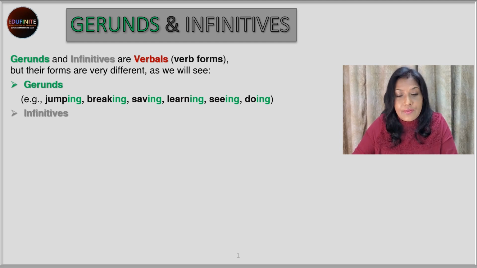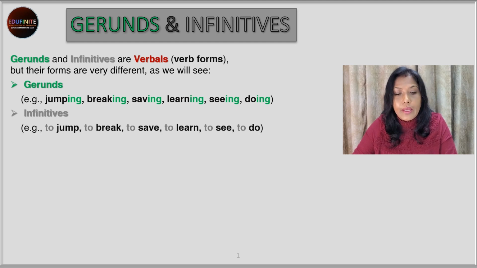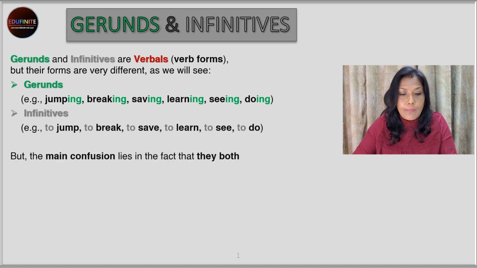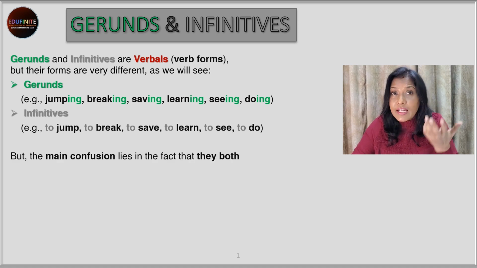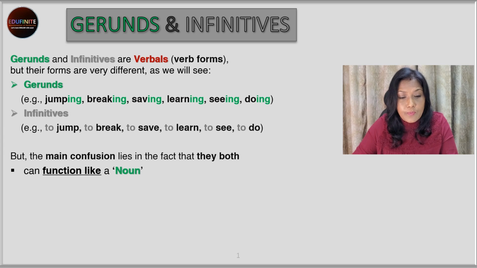Now the infinitives, how do they look? To jump, to break, to save, to learn, to see, to do. That means it's to, and with that we have the base verb. So to plus the base verb is the form of the infinitives. Now, why are we confused about them? The main confusion lies in the fact that they both can function like a noun.